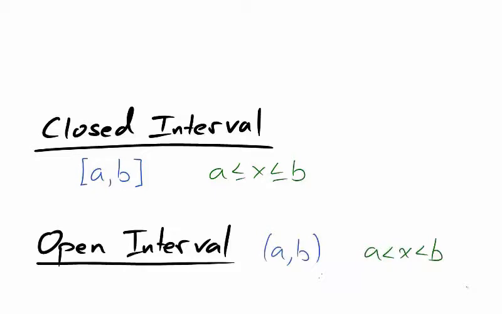Contrast this to an open interval (a, b), which includes all values x between a and b, excluding the endpoints. These are open in the sense that we cannot find the first value and the last value in the interval.